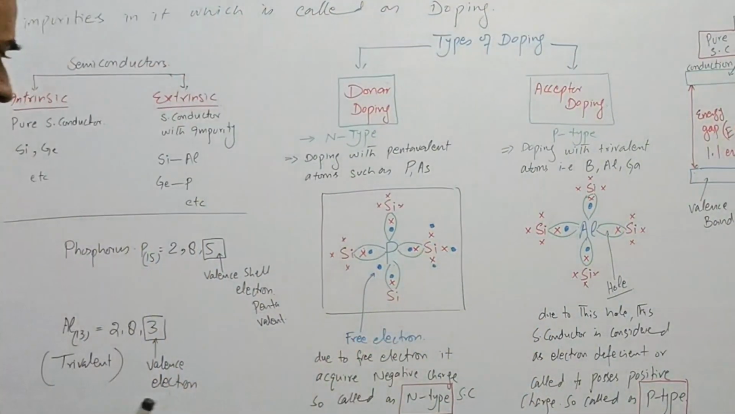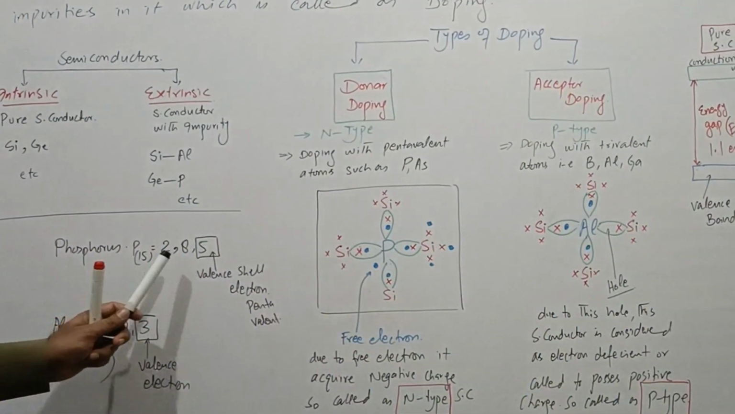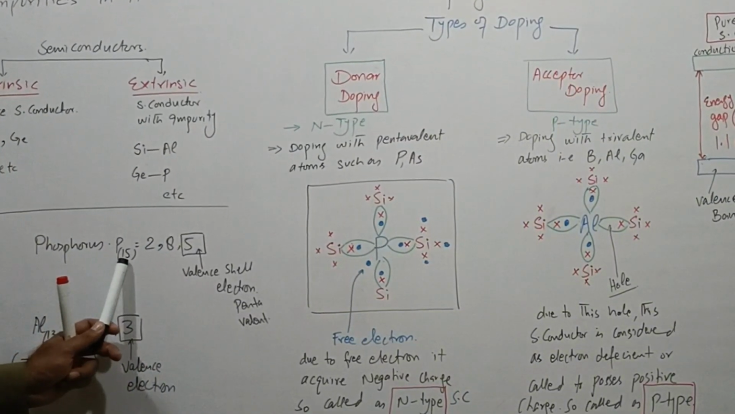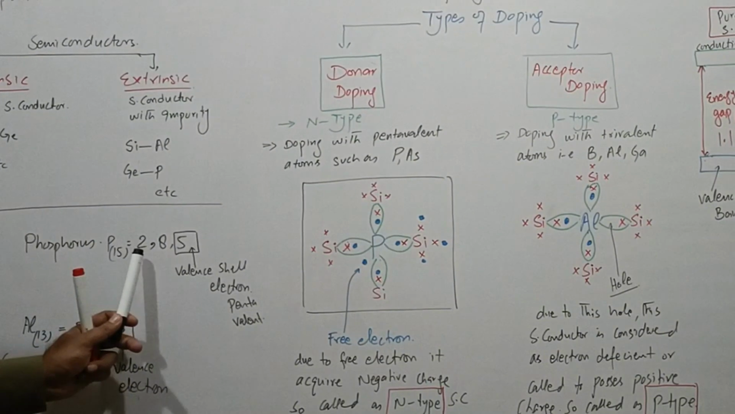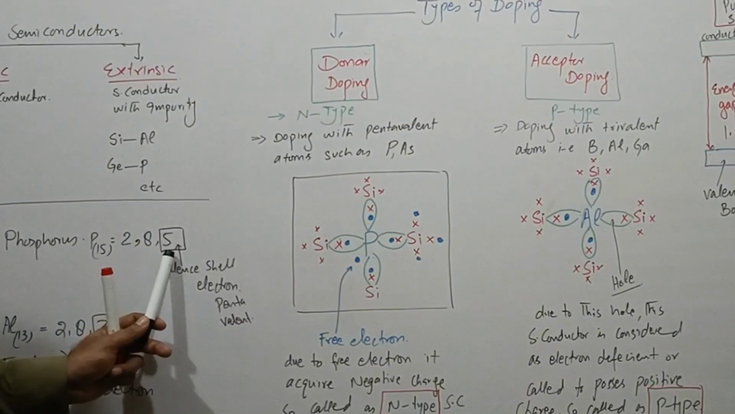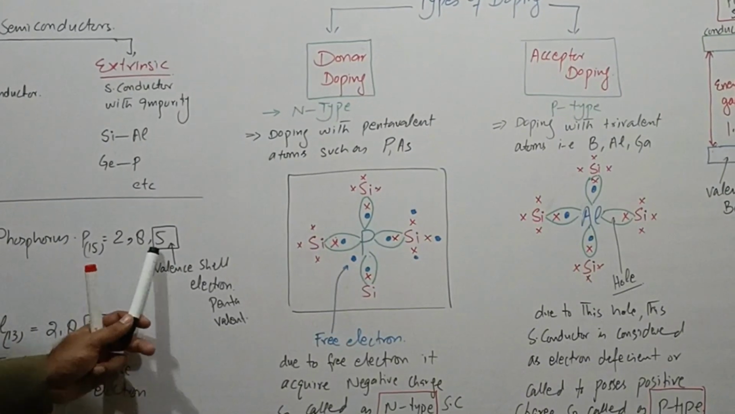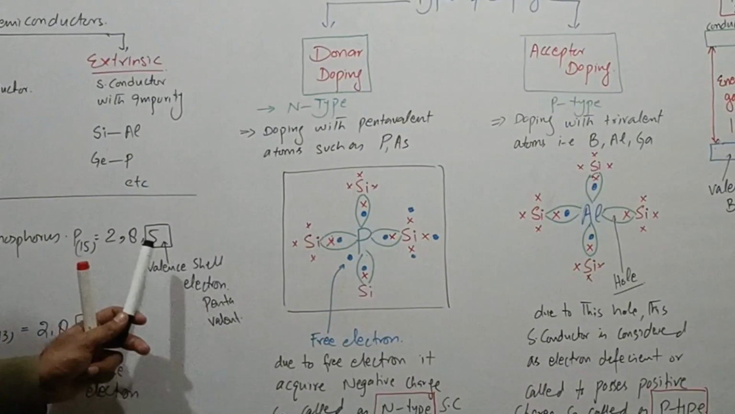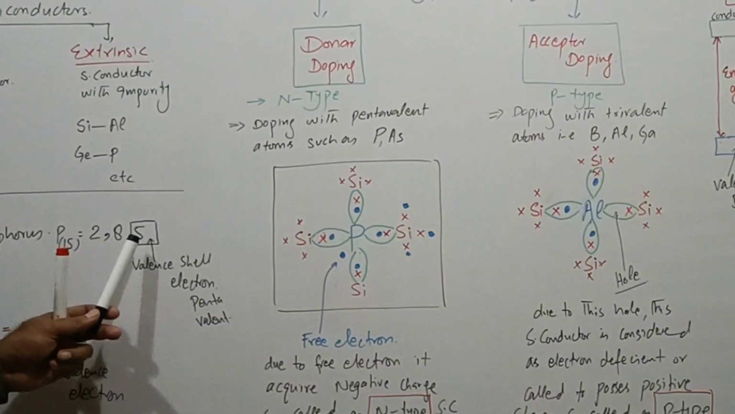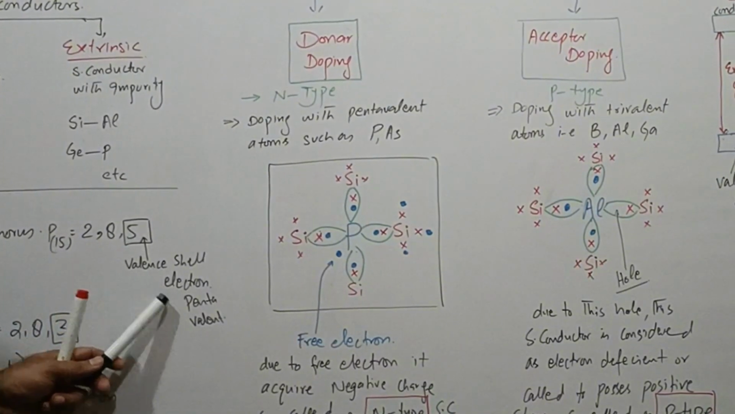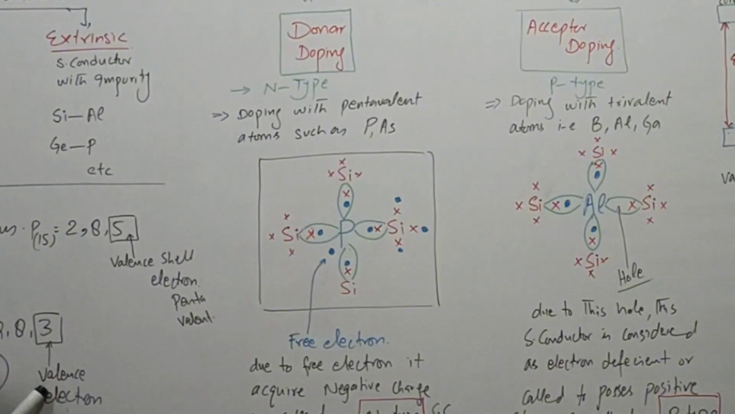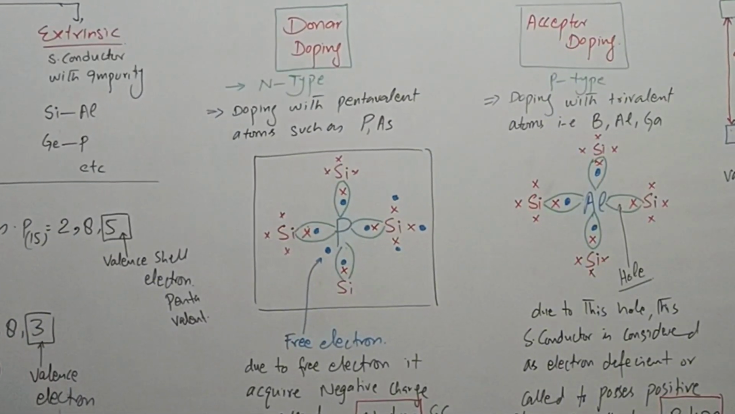Let's see in detail. Phosphorus has 5 valence electrons. The atomic number of phosphorus is 15, with 2 electrons in its first shell, 8 in its second shell, and 5 in its third shell. So there are 5 valence shell electrons present in phosphorus, and due to these 5 electrons, it is called pentavalent. In aluminium or boron, there are 3 valence electrons, hence it is called trivalent.